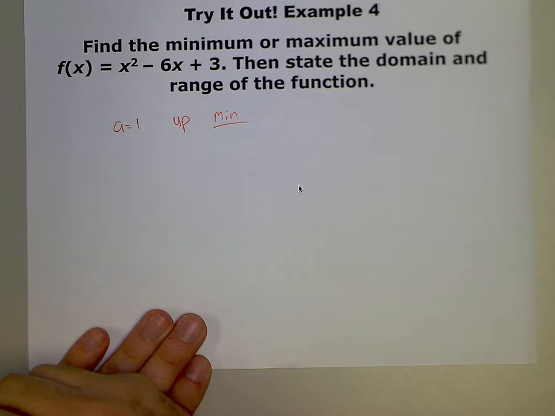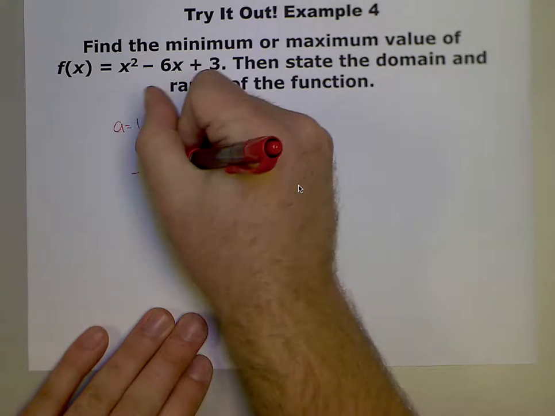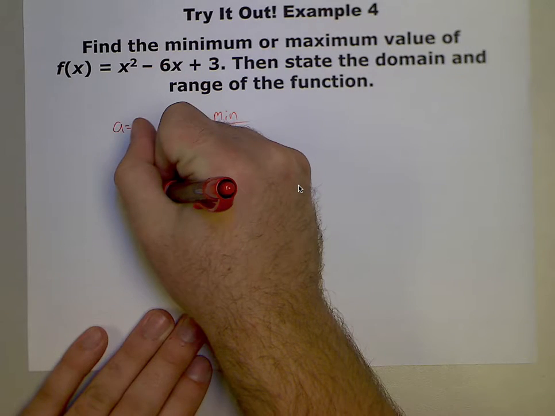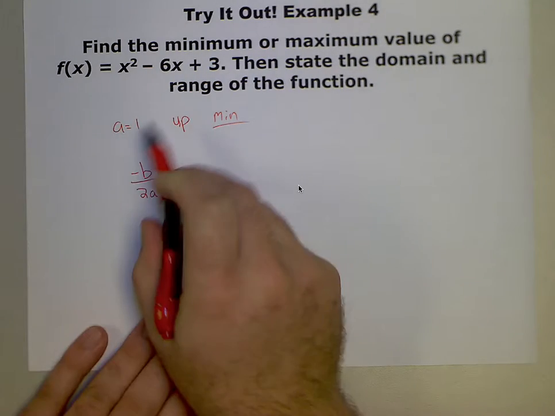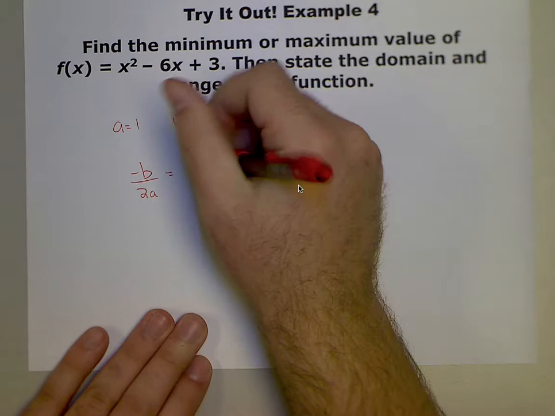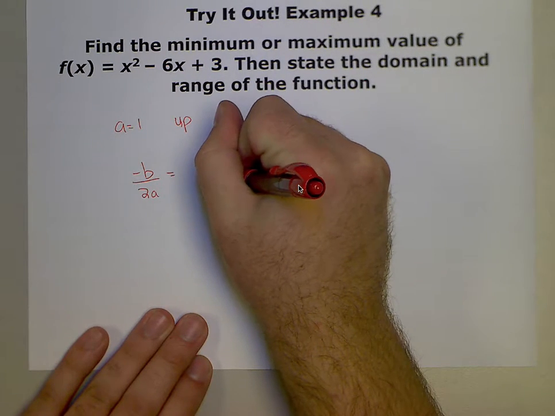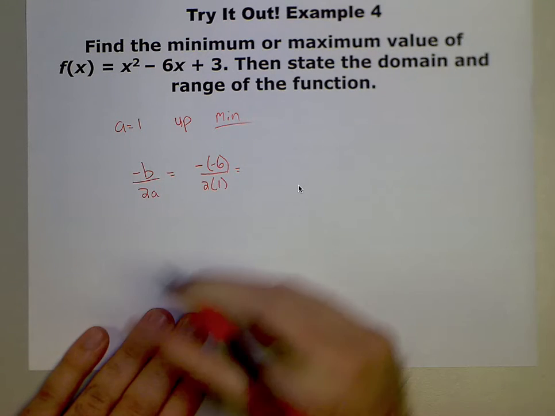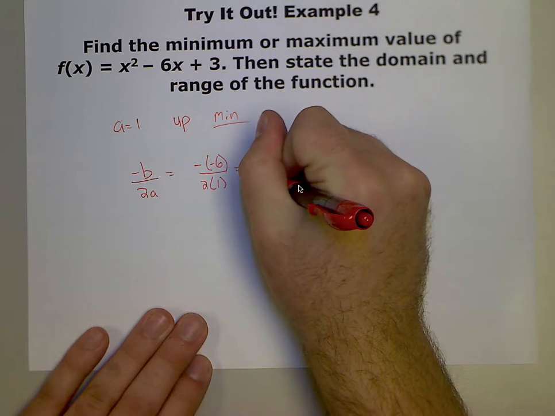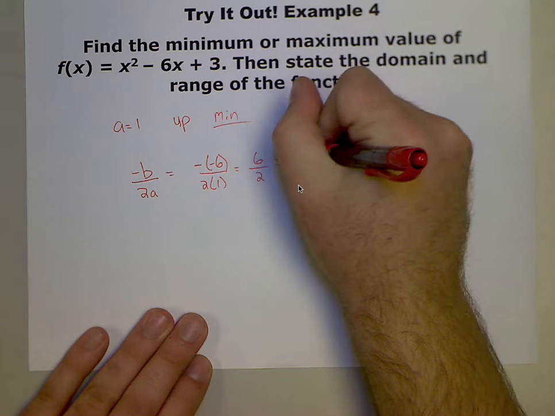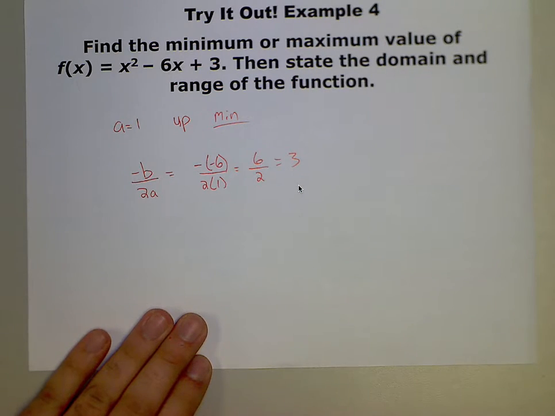To find that minimum, I need to find my vertex. So I would have negative b divided by 2a. My b value here is negative 6. My a is a 1, so I have minus a negative 6 over 2 times 1. And if I simplify that out, I'll have 6 over 2, or 3. Okay, so my x-coordinate here is 3.